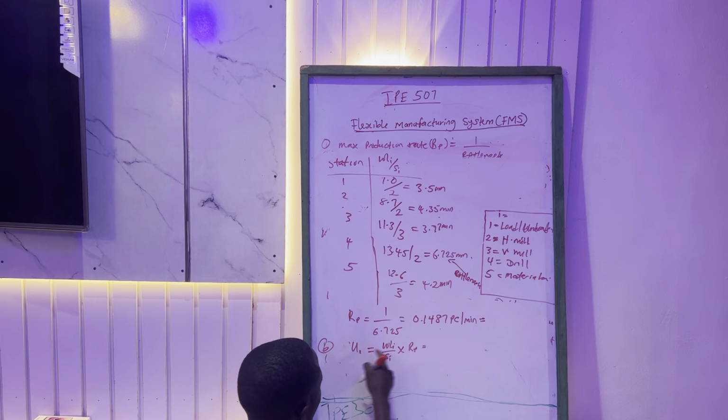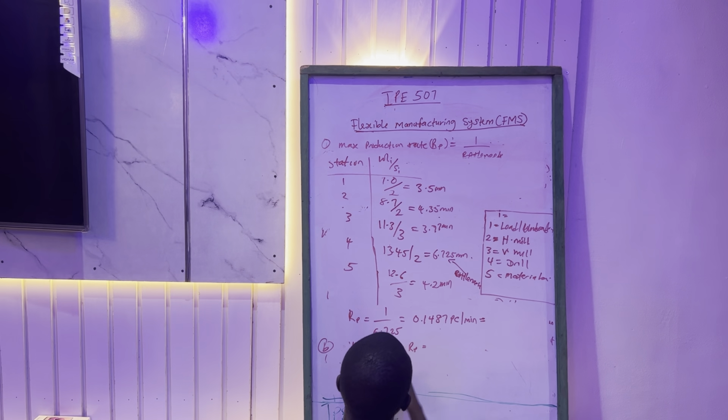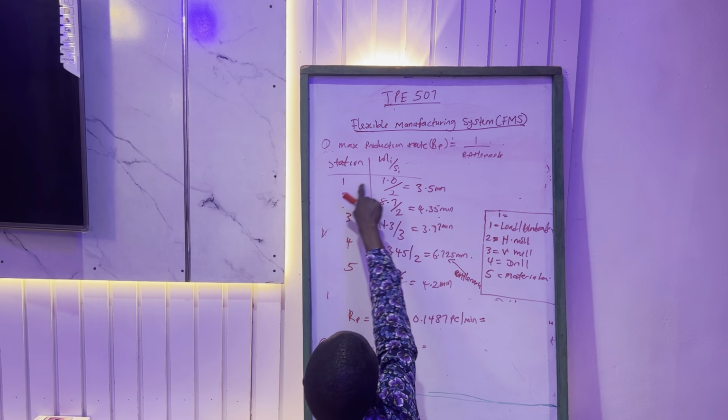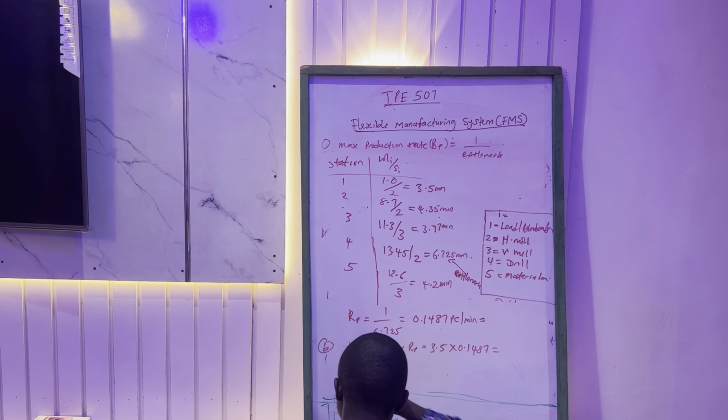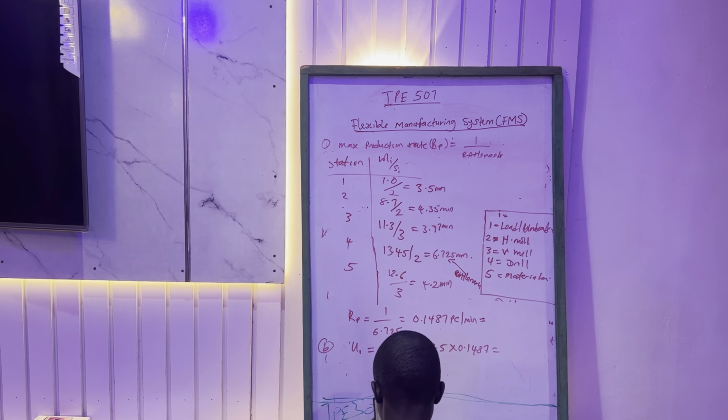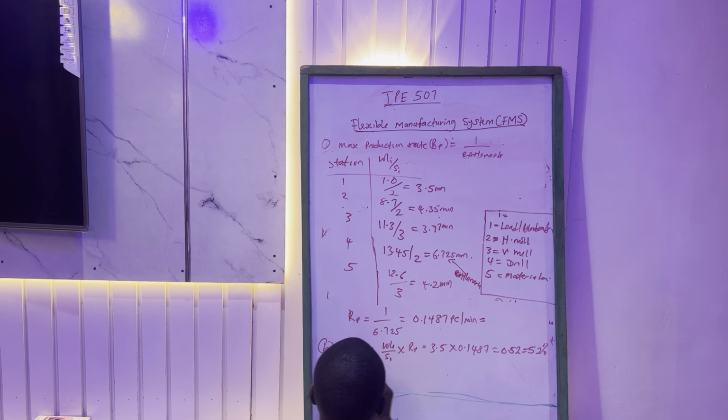For product 1, that will be WL1 over S1 times Rp. And we know WL1 over S1 for product 1 to be 3.5. That will be 3.5 times 0.1487. We obtained it to be 0.552. But it must be in percentage, so that would be 52%. We multiply it with 100 in order to get this in percentage, 52%.